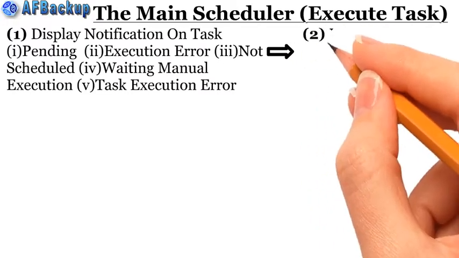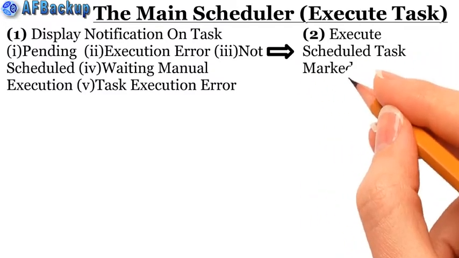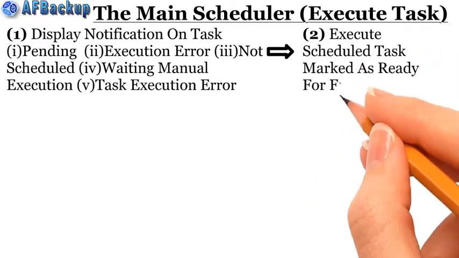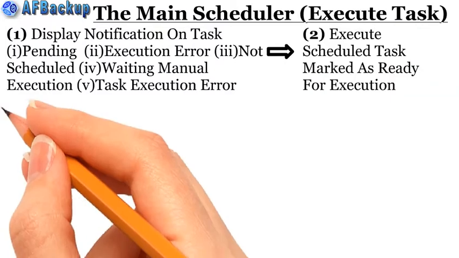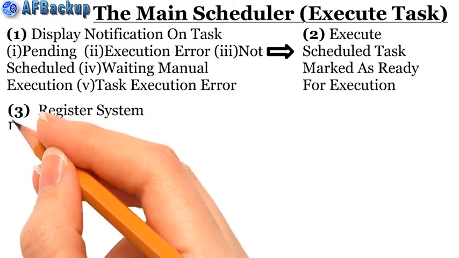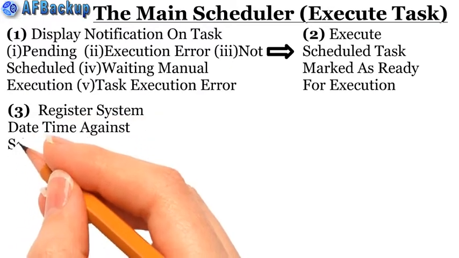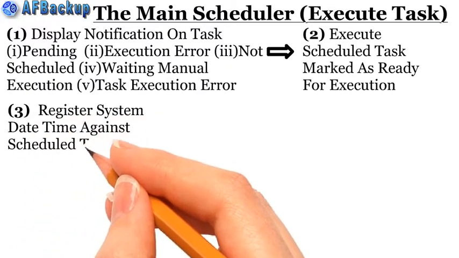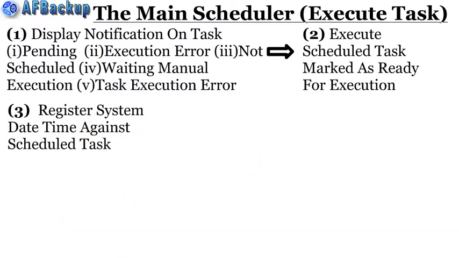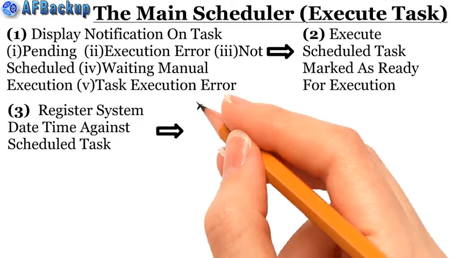Scheduled tasks, which are marked as ready for execution, will get executed one after the other. When a scheduled task is executed, the execution date time is registered against it. This date time is important, as it is used to execute the scheduled task next time, depending on the interval defined against it, and time elapsed.